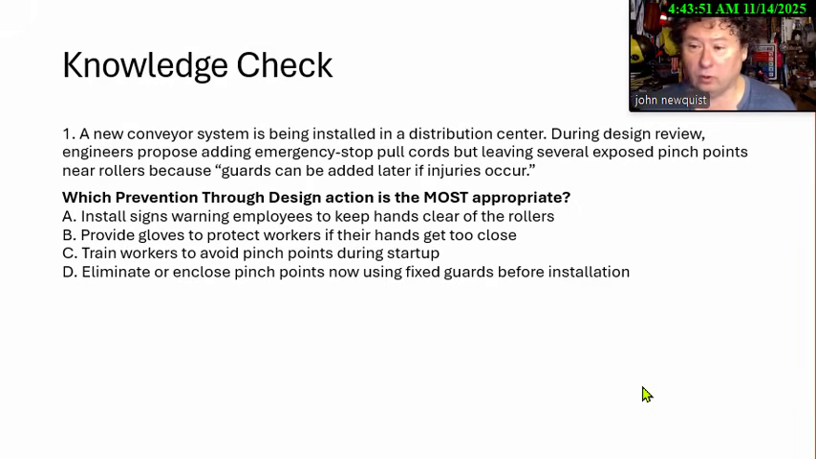Let's get through question 1. A new conveyor system is being installed in a distribution center. During design review, engineers propose adding emergency stop pull cords, but leaving several exposed pinch points near rollers because guards can be added later if injuries occur. You'll see a slide of this. Which prevention through design action is most appropriate?